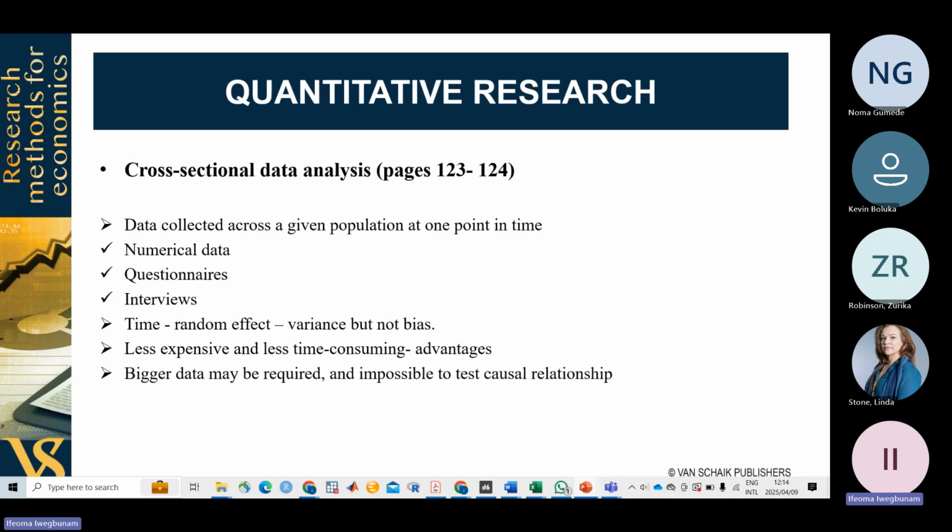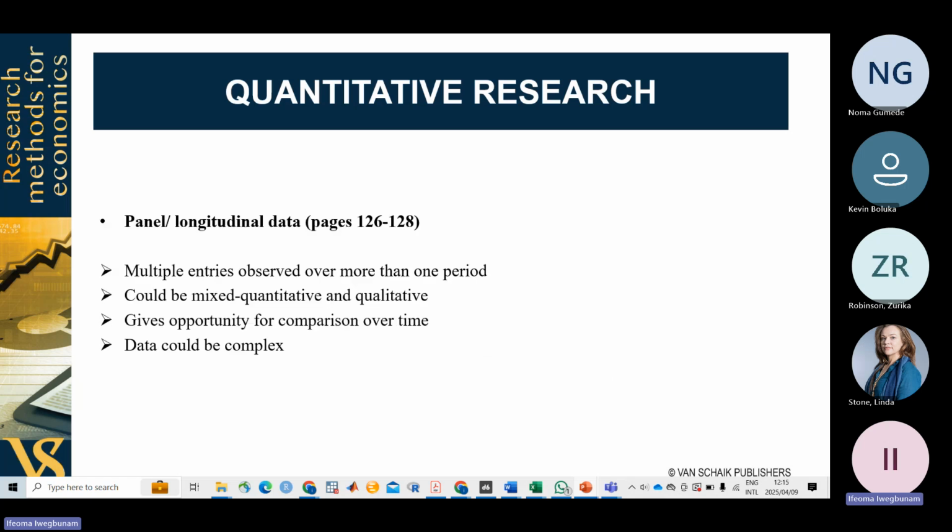So in some cases, the cross-sectional data is somehow preferable because it is less expensive and less time consuming. Because it's collected within a given year, one does not need to keep spending more to go over years in order to collect the data. But the downside of it is that sometimes the data might be very big, and also it's impossible to test the causal relationship when you're using the cross-sectional data.